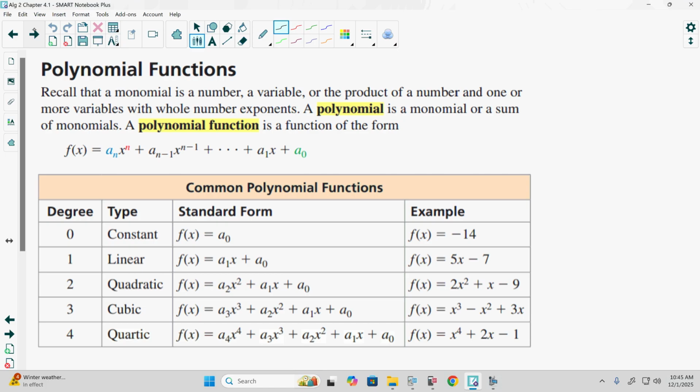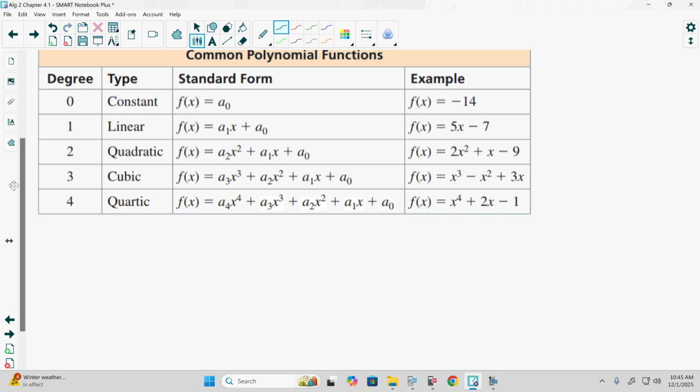So it's a part of the expression. A polynomial is a monomial or sum of these monomial terms. And we have some different names for them and degrees. Now, a constant, we consider it a constant function if it's just a number. f of x equals a number. Its degree is 0.